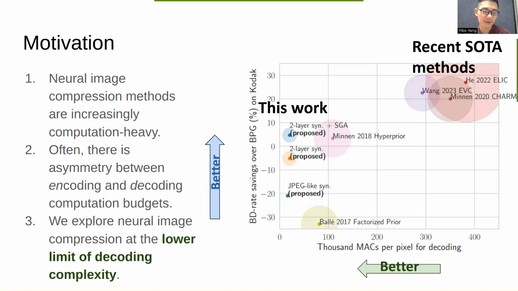And this work aims to close this gap, and it's based on an observation that there is often an asymmetry between the computation budget we have for encoding versus decoding. So decoding complexity is often much more critical for things like streaming or mobile applications. So we'll take advantage of this and explore the performance of neural image compression at the lower limit of decoding complexity.